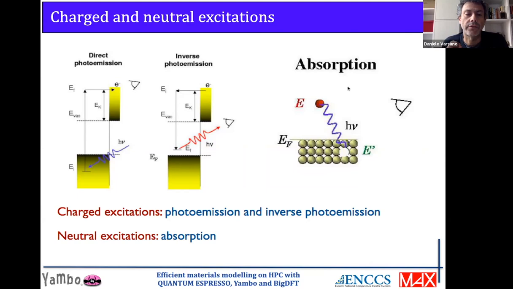Neutral excitation, we intend instead the absorption. I mean, we have an electron promoted from the valence to a conduction band, and so the electron remains in the material, and there will be a hole that rests behind the excited electron. And these are two different kinds of excitation that require a different treatment.